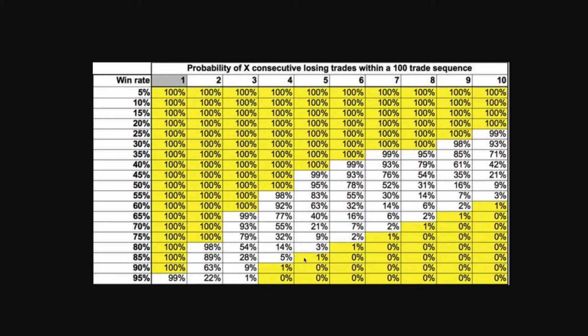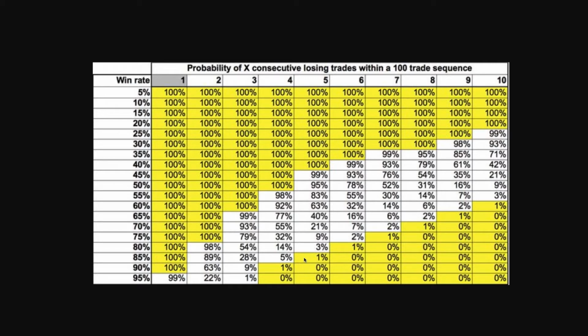As the win rate goes up, obviously these rates change a little bit, but even at a 70% win rate, there's still a 50% chance you're going to see 4 losing trades in a row, 55%. That's a lot. The chance of seeing 8 losing trades in a row, 1%. So use these numbers to your advantage, guys.